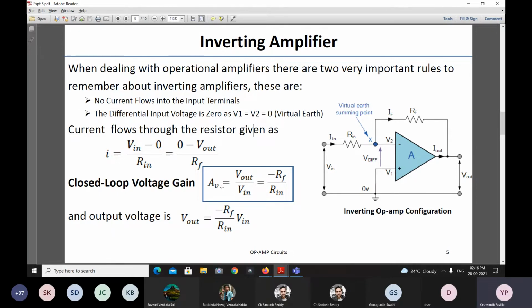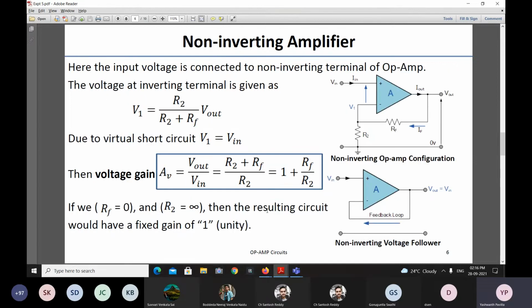If you observe carefully, the output voltage here is 180 degrees out of phase with respect to the input voltage because of this negative sign. So whenever you are plotting this in the VLab, you have to observe a diminishing curve, a linear curve, which is a straight line, which is decreasing. So this is the inverting amplifier. The next is the non-inverting amplifier.